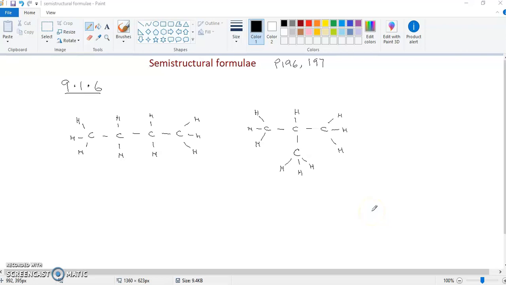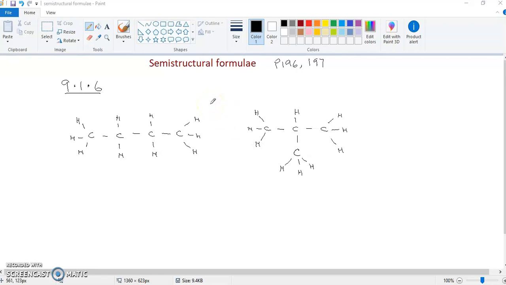Okay, so let's look at the semi-structural formula, how that's written. We'll just do the examples that are in the book. We've got figure 9.16 on page 196. Same numbers, just rearranged. I'm sure that's a coincidence.